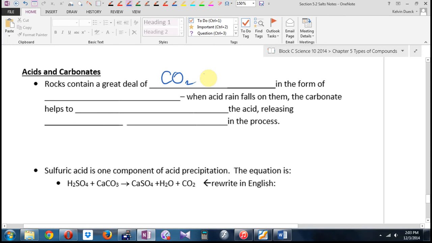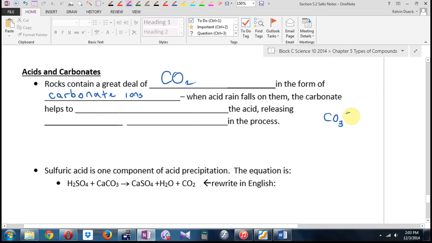In the form of carbonate ions. So what did you tell me the formula for carbonate was? CO3. What's its charge? Okay. Can you see that if that loses an oxygen, what will it turn into? It's CO2, okay, or it's really CO2 with an extra oxygen.